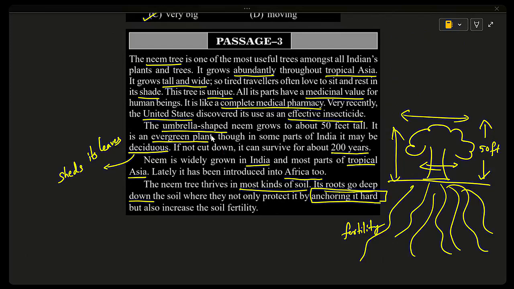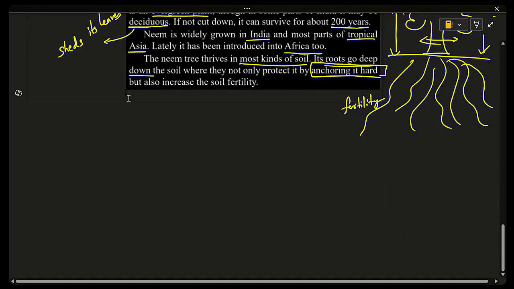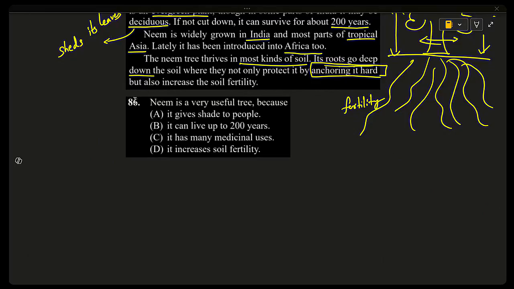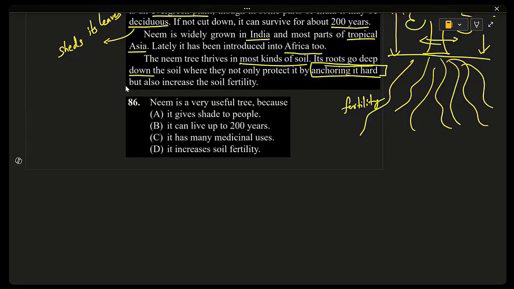86th one. Neem is a very useful tree because it gives shade to people. Yes, it is possible. It can live up to 200 years. It has many medicinal uses. It increases soil fertility. B is not the use. It is only stating a fact about the neem tree. But A, C, D all are useful.